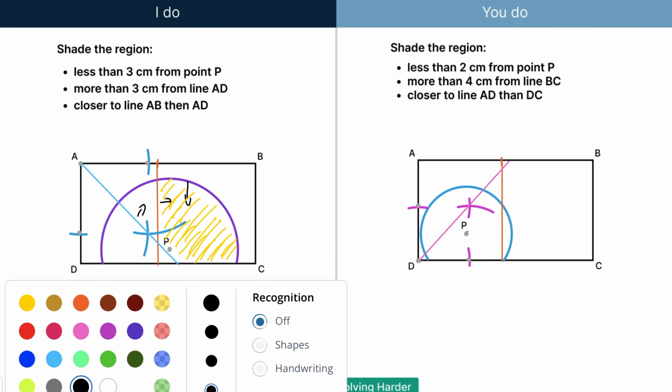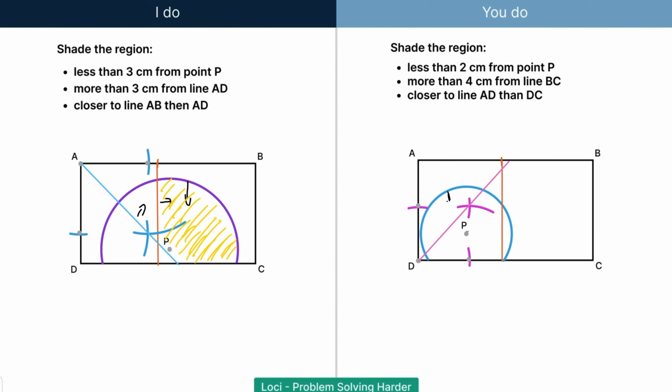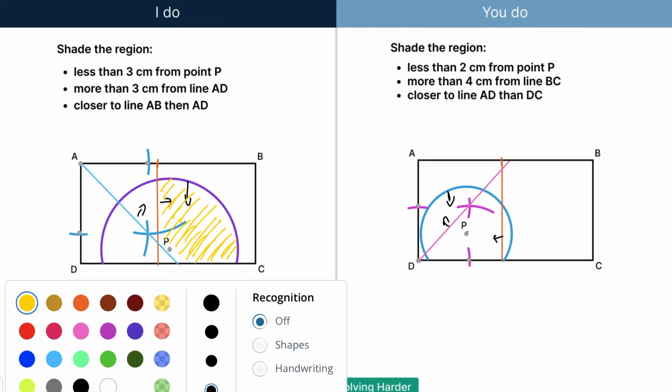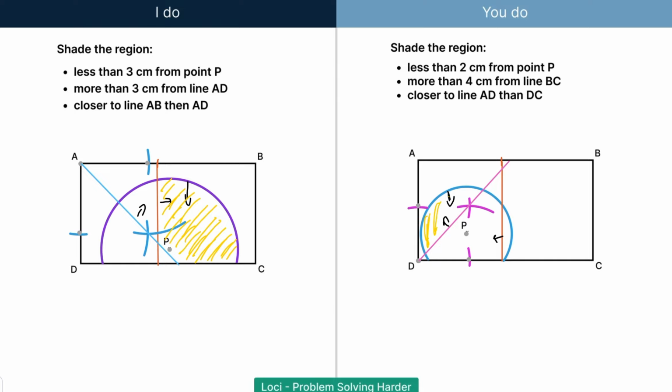So now it's just a case of figuring out what the constraints are. So it's saying less than 2 centimeters from point P, which means it needs to be within this blue circle somewhere. It's saying more than 4 centimeters from BC, so it has to be to the left side of this orange line. And it's saying closer to AD, so it's going to be in that direction there. Then the other one, okay, cool. So we just grab that, and this is the region that we are shading.